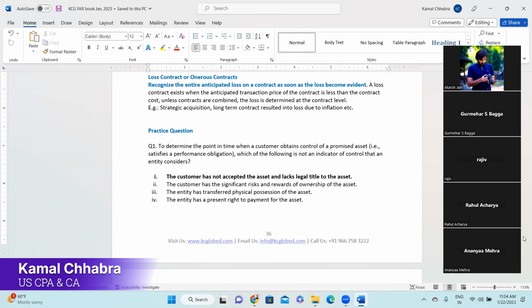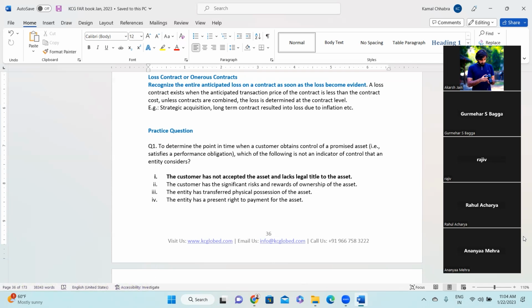Okay. Rahul, Ananya, do you have any idea what an onerous contract is? Sir, an onerous contract would be where the unavoidable cost of meeting the obligations as per the contract has already exceeded the economic benefits. The cost is already exceeding the benefits. We know it. It's a dead contract basically. We won't get any benefit out of it, and we know that. That's an onerous contract.